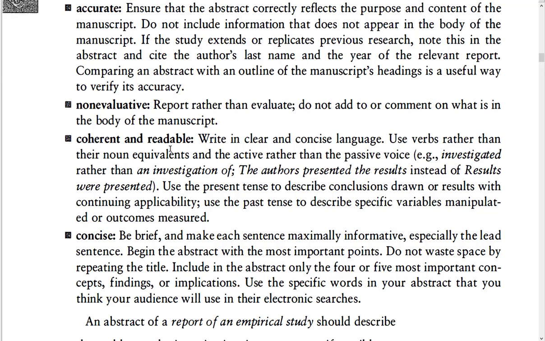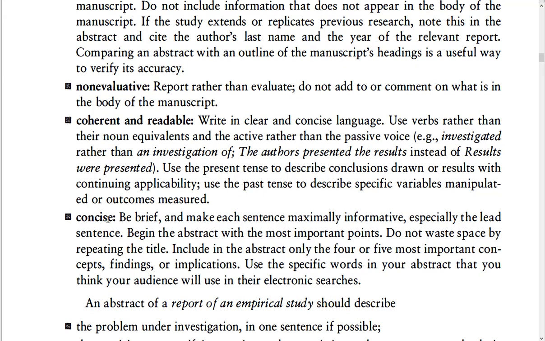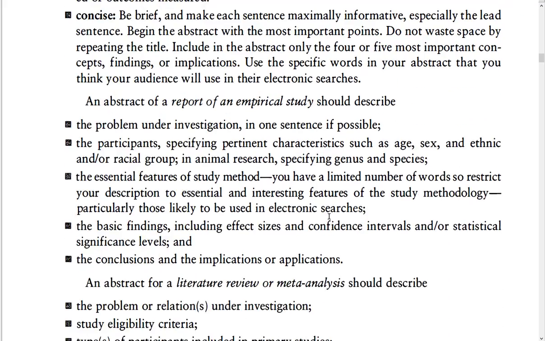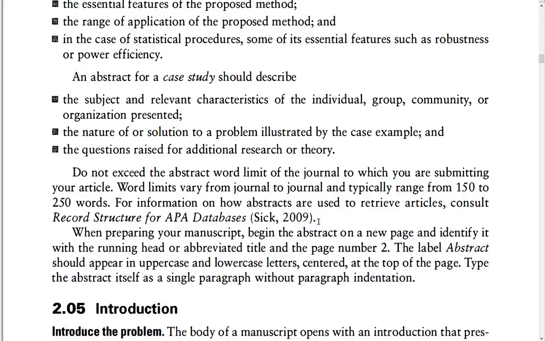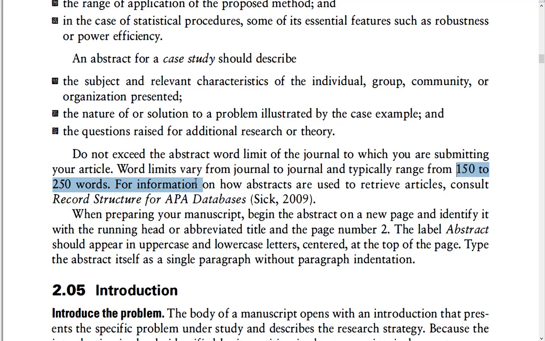It should be coherent and readable. It should be written in clear and concise language. Use verbs rather than their noun equivalents and active rather than passive voice. And lastly, it should be concise. Again, this is not a retelling of everything in there. At times you have to shorten it. That's perfectly normal. But again, the goal here is to make it as simple and to the point as humanly possible. So there's some other things that it talks about in there. I just wanted to hit this right here. Your typical abstract is going to be between 150 to 250 words.